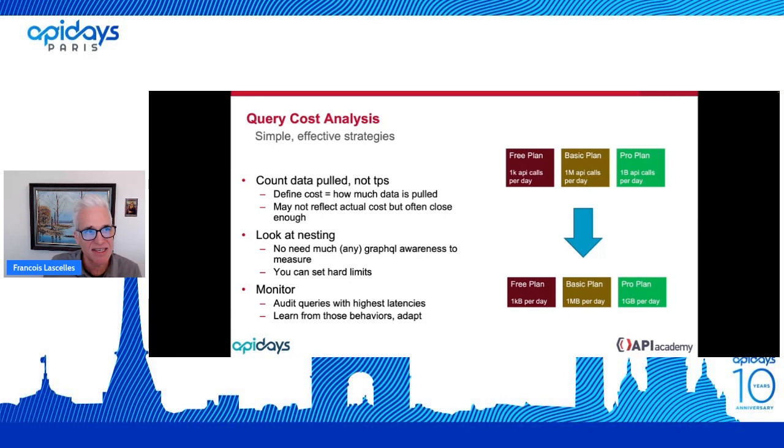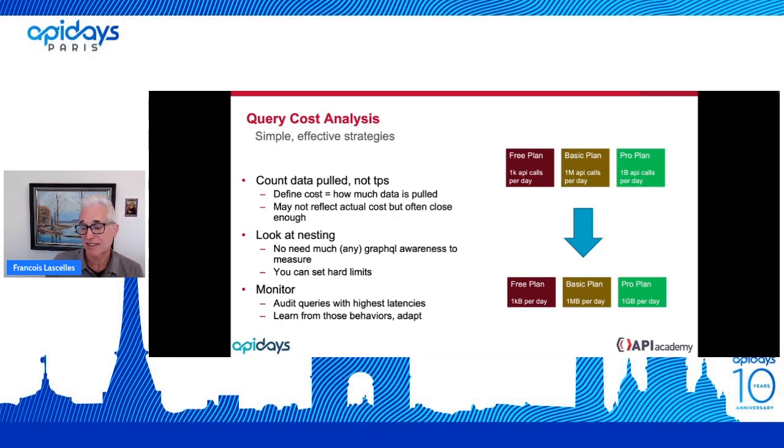Another thing that's easy and simple to look at in the API infrastructure is the nesting inside incoming GraphQL queries. You don't actually need a lot of GraphQL awareness to measure that. It's actually very easy to count this using a very simple JavaScript or regular expressions and things like that. And you can set hard limits. And so that's another simple and effective strategy to protect against very unusual requests that are potentially affecting your API.